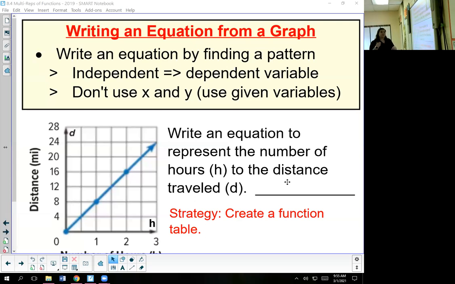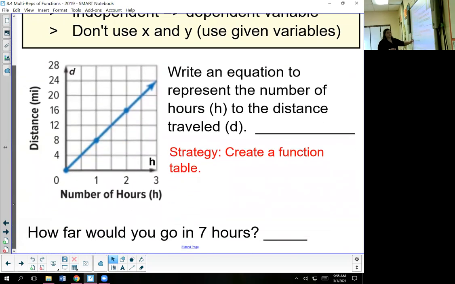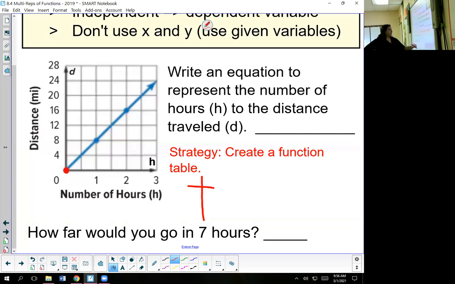So the best strategy is to make a function table. Okay, you don't have to make it elaborate. It can be short and sweet and to the point. So if we look at this one here, if I say write an equation to represent the number of hours, h, to the distance traveled, d. So I look at a couple of points. Obviously here it is at 0, 0. So if I'm at 0, 0, I'm looking to see then my x and my y. Well, this is my h and this is my d, right? H instead of x and d instead of y.